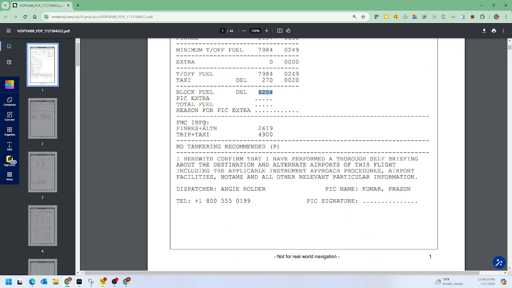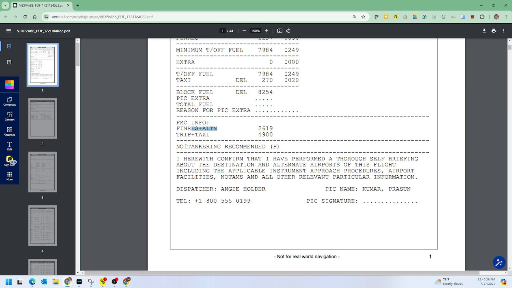Okay, and you can give any extra fuel if we have a valid reason why we are carrying extra fuel, and in our case that is not the case. So this will be the entire fuel calculation. For trip and taxi, we have 4900 lbs, and for final and alternate, it means the reserve fuel, will be 2619 lbs of fuel.